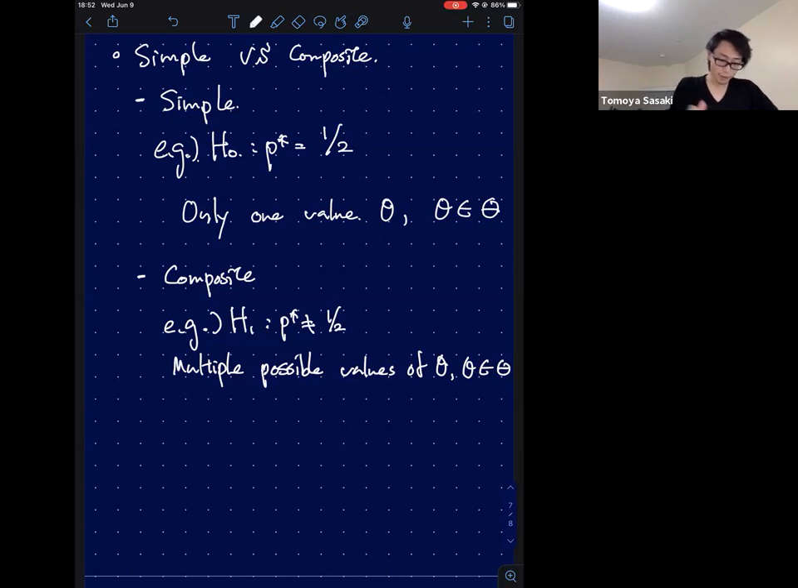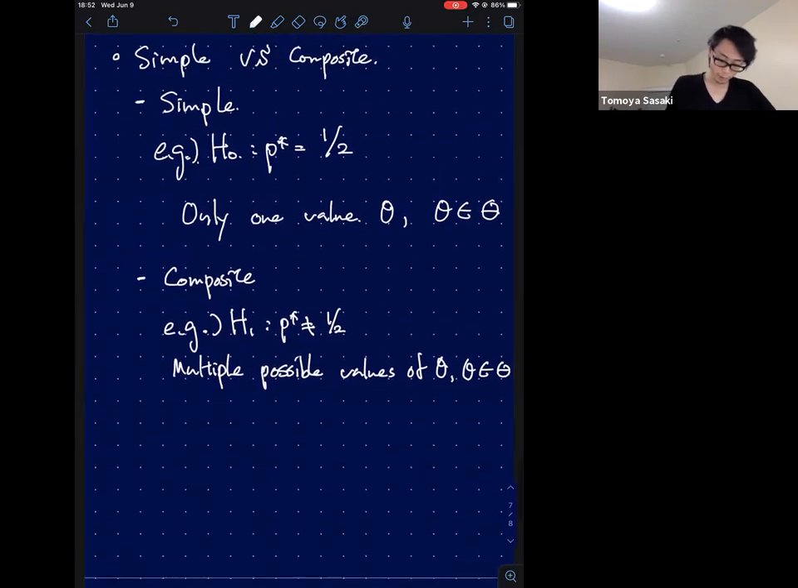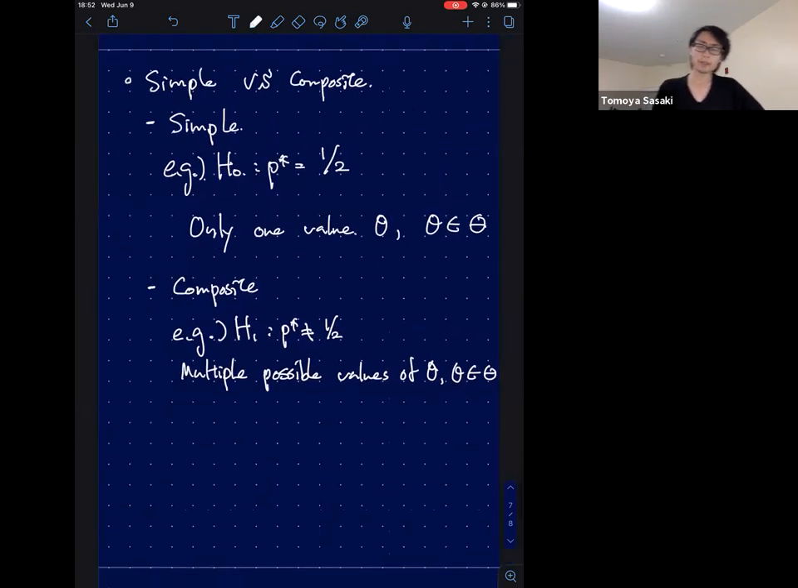So this is simple versus composite, which is the first concept that I want to talk about. I think it's pretty straightforward. If it's simple, you're only testing whether something takes a particular value or not. If it's not simple, as Mark just mentioned, you're talking about some condition like P is greater than 1/2, or P is not equal to 1/2, which can take multiple values.